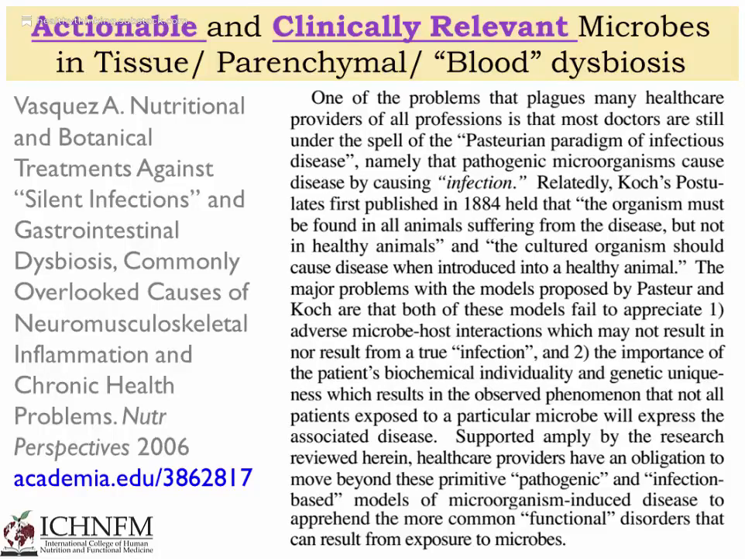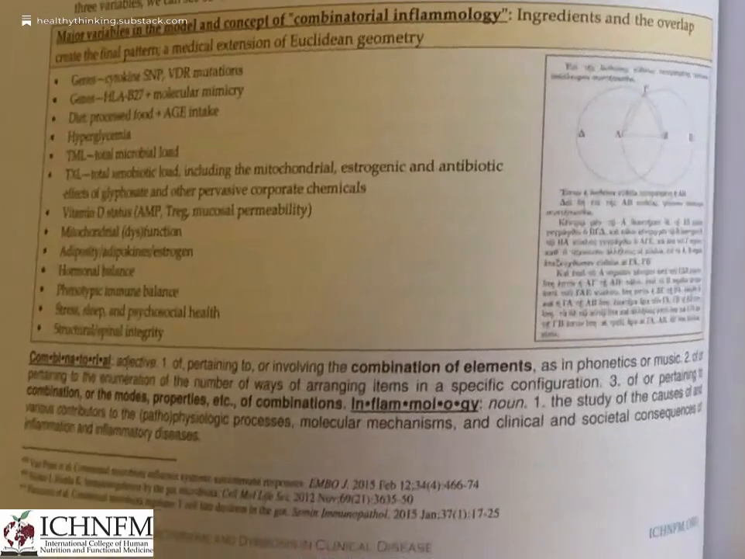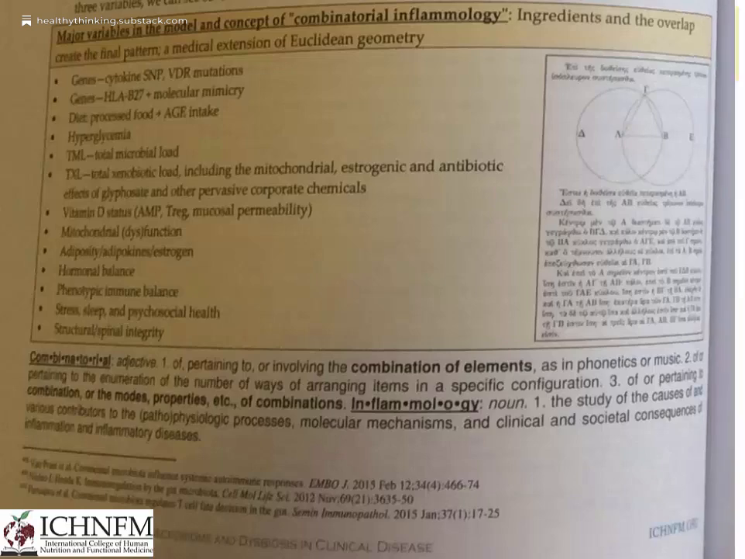Relatedly, as I state here, Koch's postulates, first published in 1884, held that the organism must be found in all animals suffering from the disease, but not found in healthy animals, and furthering that quote, the cultured organism should cause disease when introduced into a healthy animal. Now we see with dysbiosis, we're talking about combinatorial effects. We're not simply talking about one microbe causing one disease. We're talking about combinations of microbes.